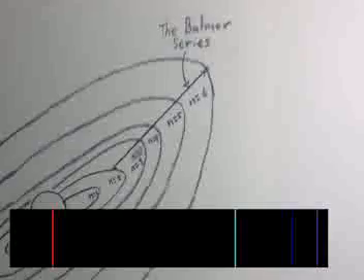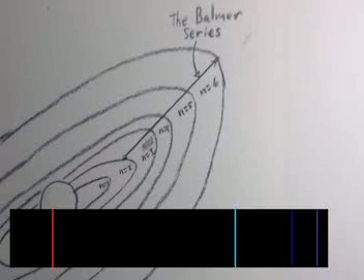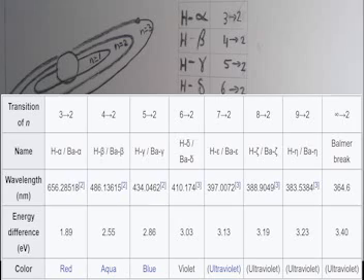off. Each element has a different electron configuration. This means that the frequencies radiated will differ for each element. This table shows the Balmer series for hydrogen. Balmer series concerns only the transitions to the second orbital.